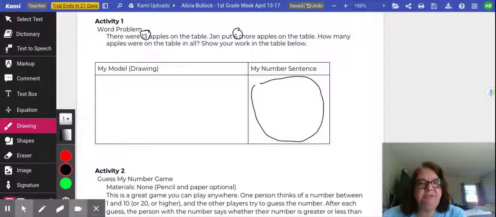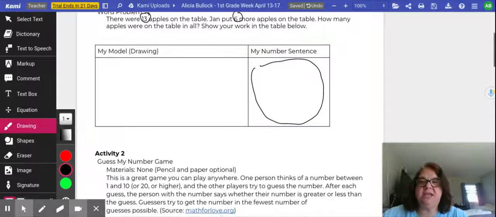So that means you need a picture of 13 and 6 or 13 take away 6, depending on what you think we're supposed to do in this math problem. Whether you're adding or subtracting, your picture needs to match your equation, and then your equation needs the answer.